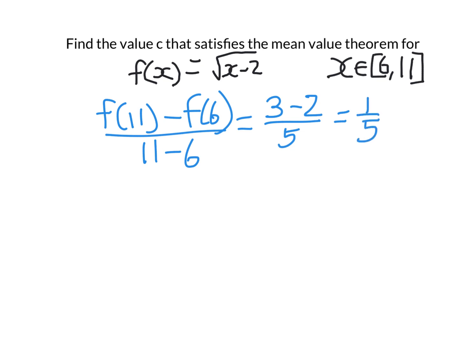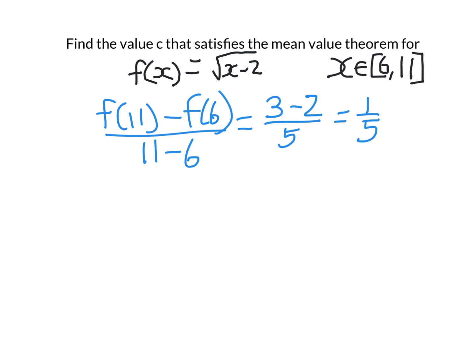So that, what I've just calculated, is the average rate of change of this function between the points (6, 2) and (11, 3). So the mean value theorem says that between these two values there must be a value c, so that the gradient of the tangent at that point is also 1 over 5.